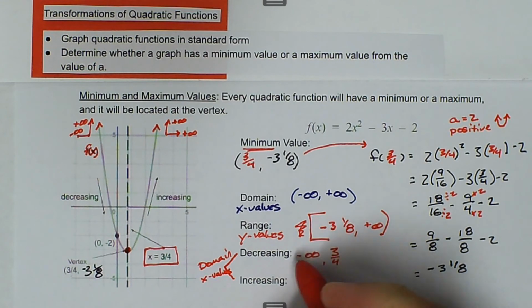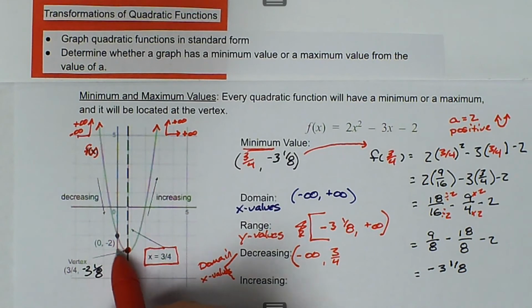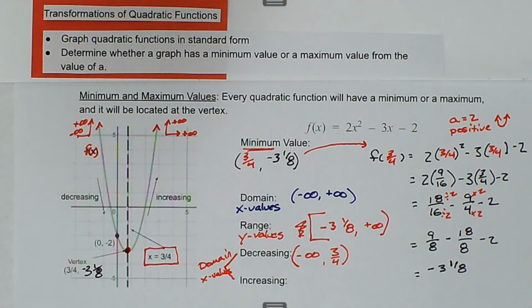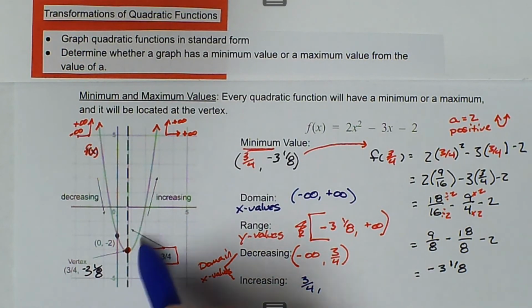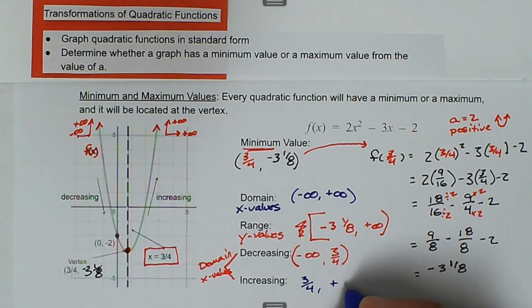Now, negative infinity is never included, and 3/4 is not included because the slope at the vertex is neither decreasing nor increasing. It's 0, so we don't include the 3/4. And then for increasing, it's going to start at 3/4 again, and it's going to keep going, increasing to positive infinity, and that is in the x direction. And again, infinity is not included, and the vertex is not included.